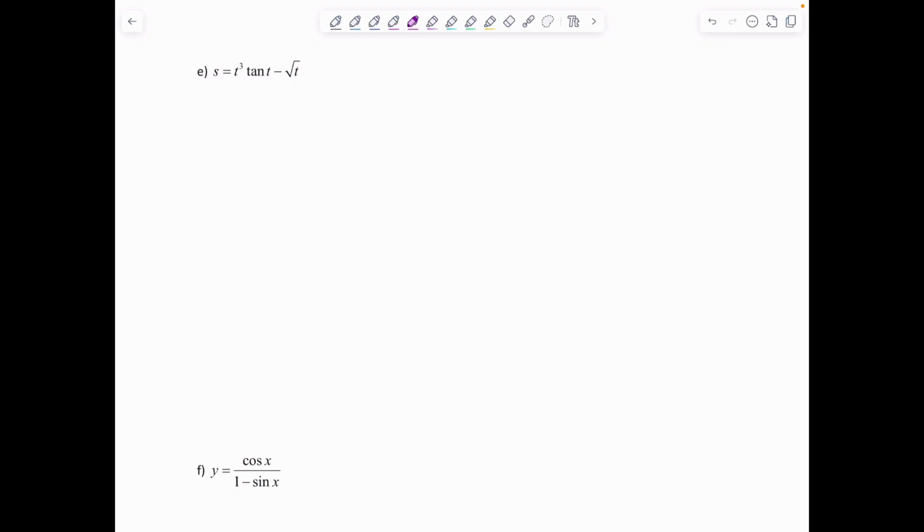You actually can't do it in unit 2, you need unit 3. So moving on to example E, S equals t cubed tan t minus square root of t.